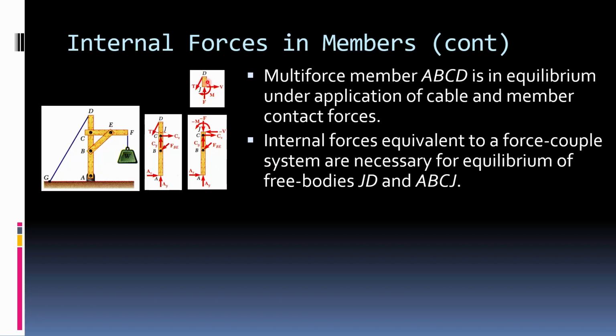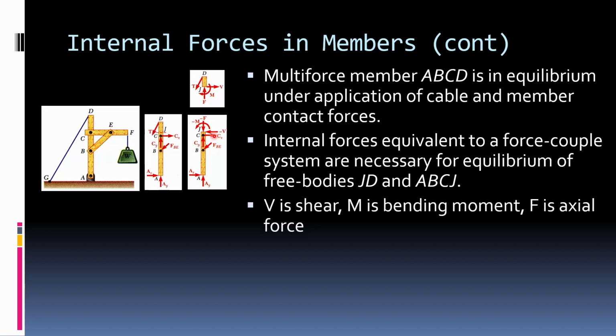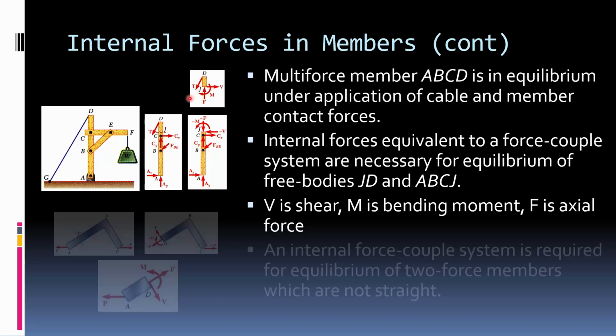So this one's kind of easier to see, right? We just had this force. So now we have to have this force. But if it's just these two forces, it's going to spin, so we have to have the shear force, and we have to have a moment to maintain equilibrium. So we have the equivalent force couple system here. And it's the same thing here, it's just there's a lot more going on, so it's easier to look at this one. Okay, in this case, this force V is called shear, M is the bending moment, and F is the axial force that we just talked about in the previous slide.